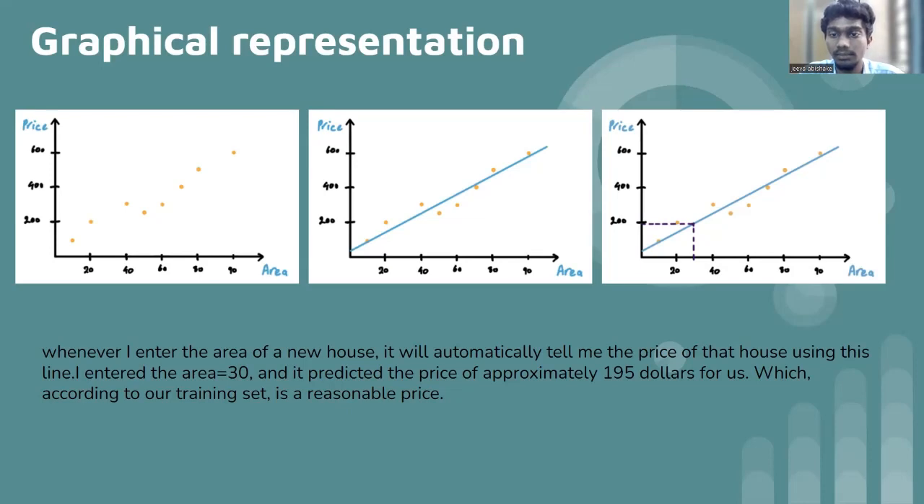So 30 is between 20 and 40, so we can predict the approximate price of the house. It predicted the price of the house as $95 or about that range, which according to our data set is a reasonable price.